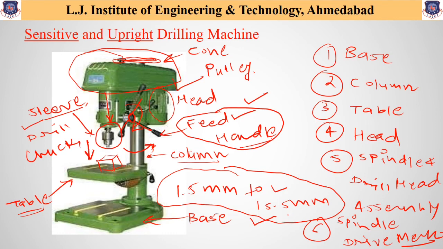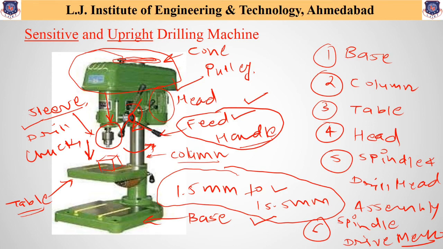Similarly, the upright drilling machine has all these similar parts, but the main difference is that, as we have discussed in our previous lecture also, it is used for machining larger and heavier workpieces compared to the sensitive drilling machine. That means it is suitable for handling medium size workpieces. And in classification, we have also discussed that this upright drilling machine may have a round column section or it may have a box column section.